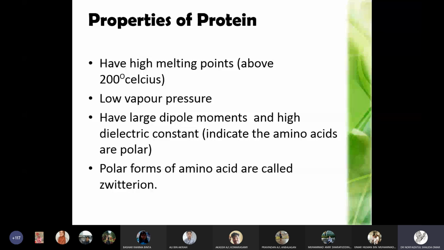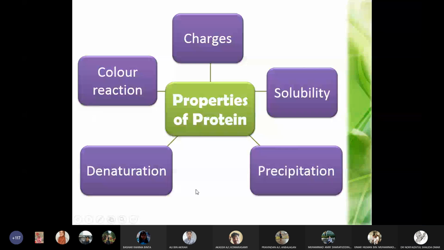This is the special characteristic of protein: it has large dipole moments and a high dielectric constant, which indicates the amino acids are polar. So it exhibits the zwitter ion. Later I will explain the zwitter ion.